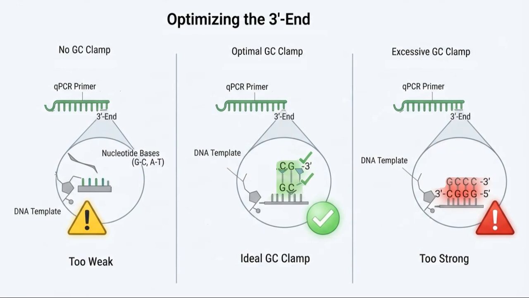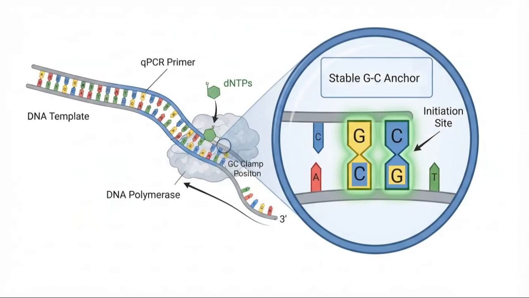Having 1 or 2 G or C bases at the very end helps anchor the primer exactly where DNA polymerase begins extension. But don't overdo it. 3 or 4 consecutive Gs or Cs at the 3' end can actually increase non-specific amplification and primer-dimer formation. So the goal isn't to maximize GC. The goal is balance. 1 or 2 GC bases at the 3' end is usually ideal.